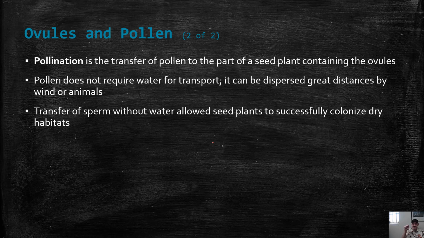When pollen lands near the ovules, that's called pollination. That's different from fertilization. Fertilization is when sperm and egg meet. So pollination is the transfer of pollen from one plant to another. And in this case, pollen does not need water for transport, and the sperm don't even have flagella. They don't need water for transport for fertilization. So sperm do not need water.